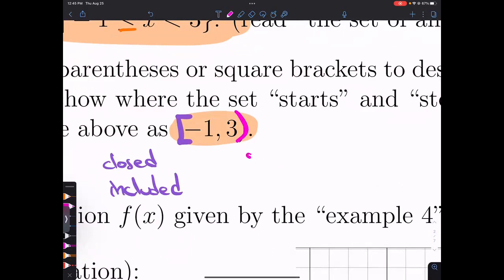Parentheses mean open or excluded. Right, so one of these is less than or equal to or greater than or equal to, the other is strictly less than or strictly greater than.